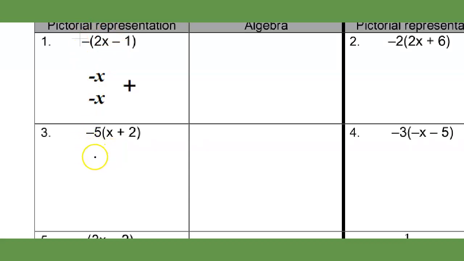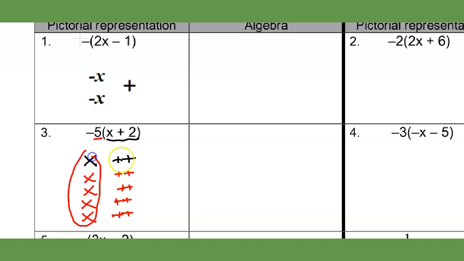Let's see here. We can do it a couple ways. We have an x and 2 positives. That's what we have here. And we have 5 of them total. So I'm going to have 4 more of these, write them out. 3, 4, 5. So all together we have, of course, 5 x's. And looks like 10 positives.